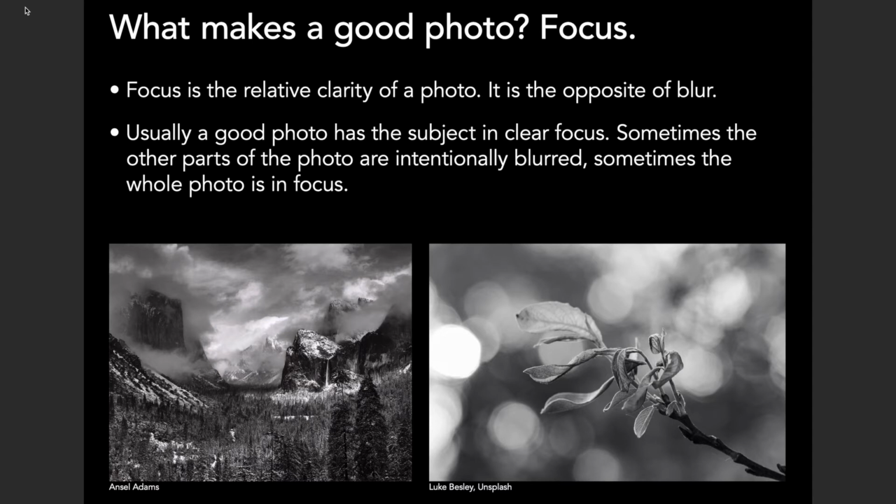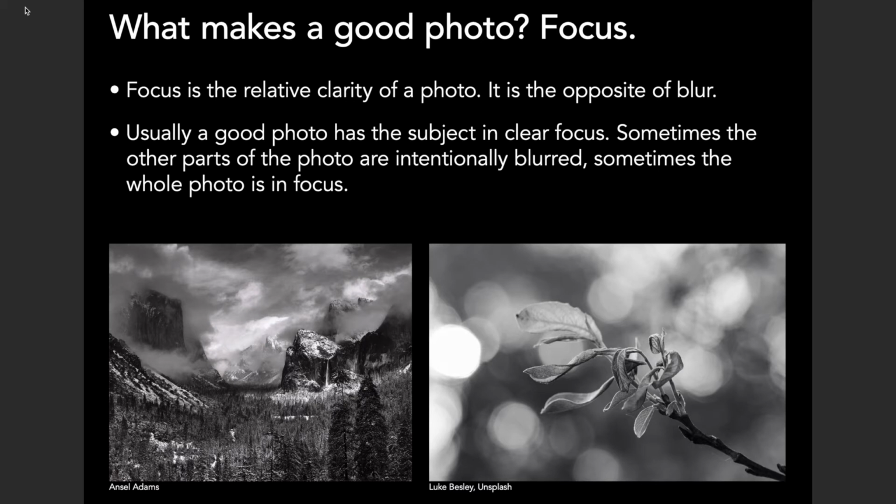So focus is the relative clarity of a photo. It's basically the opposite of blur. So usually good photos have the subject in clear focus. Sometimes photos intentionally blur part of the photo, usually not the subject, as a way to highlight the subject. So you can see on the bottom right photograph, the leaves are in focus, but the background is intentionally blurred so that we can see the leaves better. But the focus on the leaves is crisp. The leaves themselves don't feel blurry. I can see all those details really nicely.